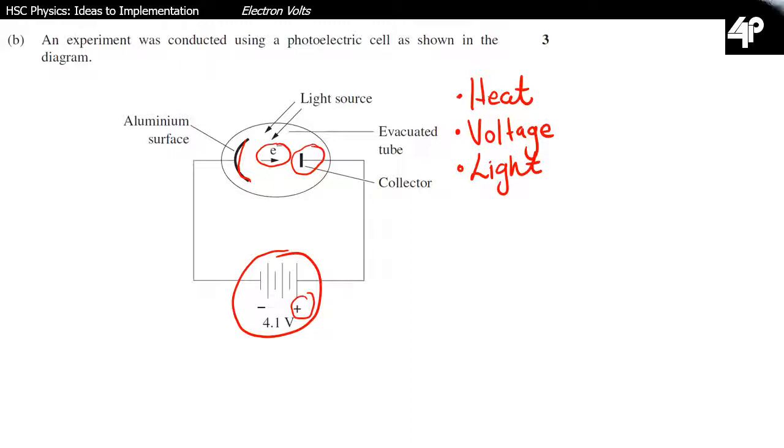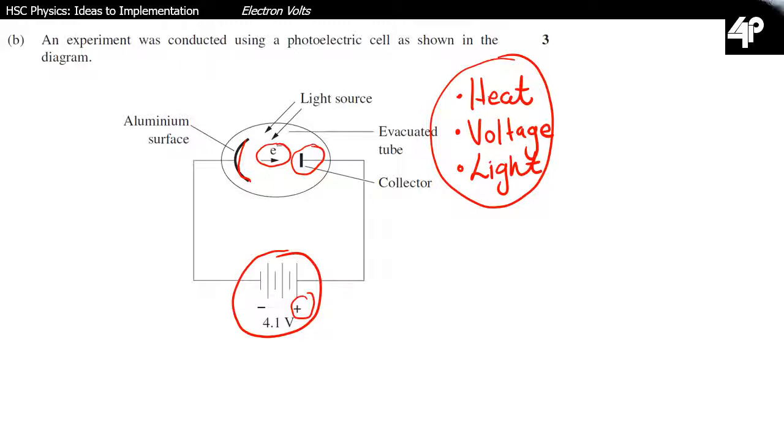frequency. You can use any or all of these in any combination, as long as the total energy from either heat, voltage, light, or any or all of them put together is enough to overcome the work function.